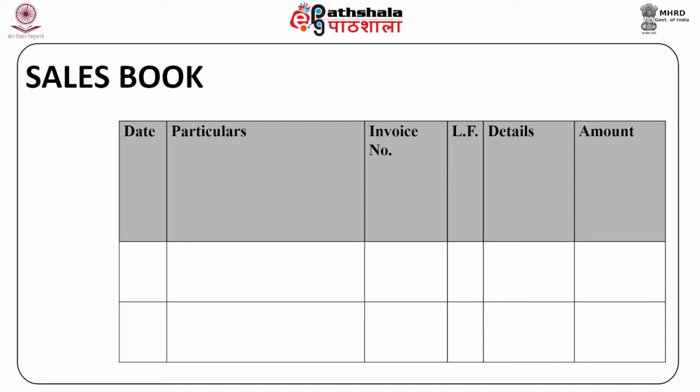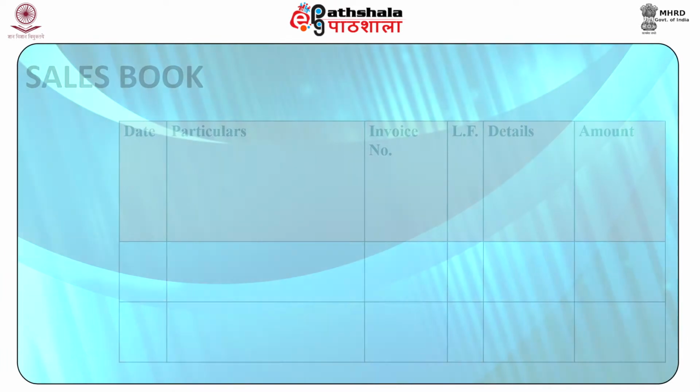Details, the amount in respect of each article is written in this column. Any trade discount allowed to the customer is also disclosed as a deduction in this column. Amount, the net amount of the invoice is entered in this extreme right column. This is the amount which is actually posted to the ledger account of customer.